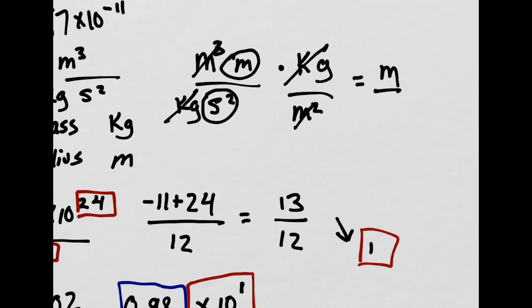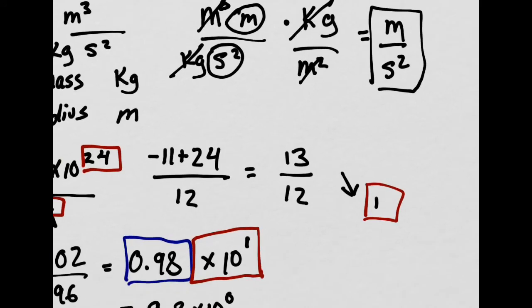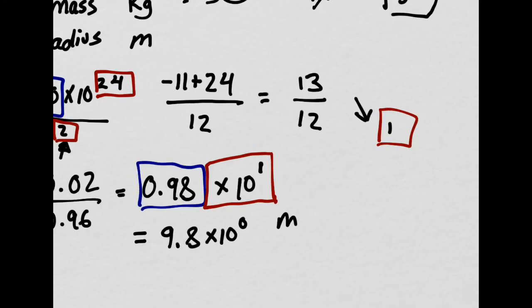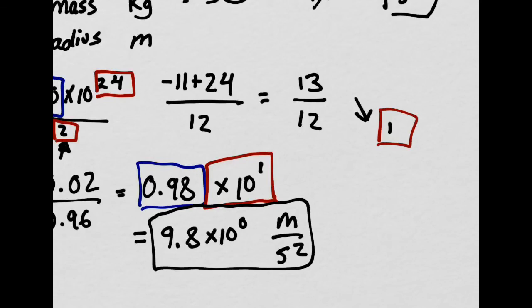This is true every time. You can just use this in your answer. So that is our units. So if we come down here to our final answer, our units are meters per second squared. So the surface gravity of Earth is 9.8 times 10 to the 0 meters per second squared.